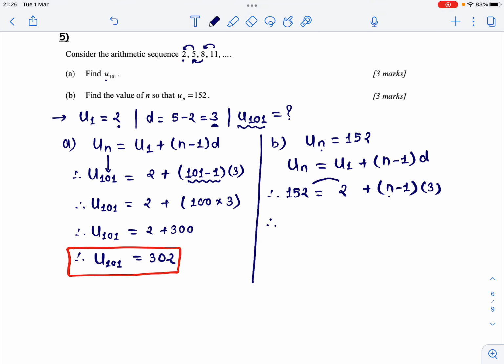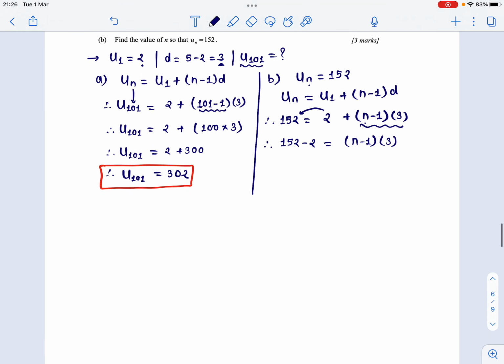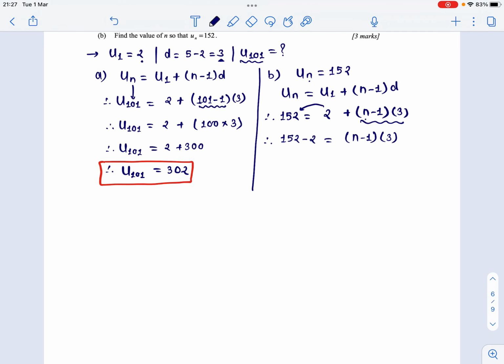To find n, you cannot divide by 3 first, you need to isolate this term. That means to get rid of 2. So if you do 152 minus 2, it is equal to n minus 1 times 3. Here I am not opening the bracket because it is possible without using a calculator. 152 minus 2 is 150, equal to n minus 1 times 3.